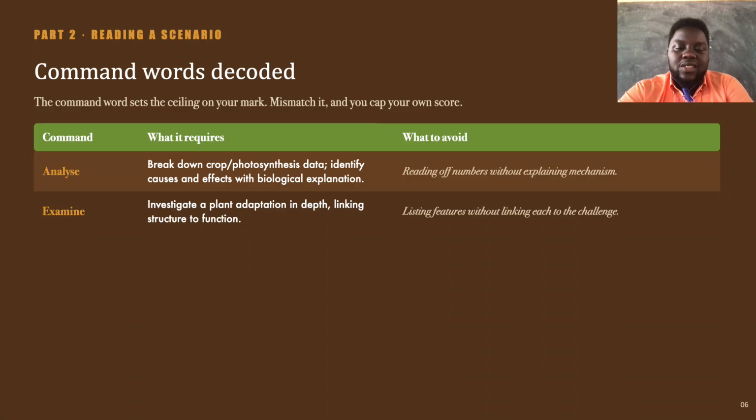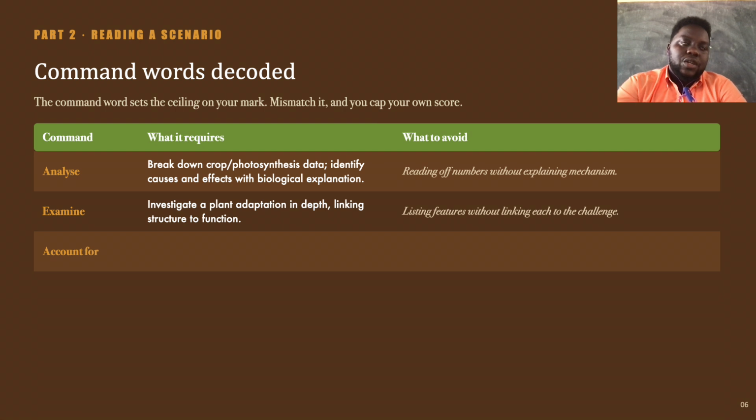The second thing is to examine. Now, to examine, this means that you are going to investigate a particular plant adaptation in depth. You are going to link structure to function. Now, you must avoid listing features without linking each one to the actual challenge in the scenario.